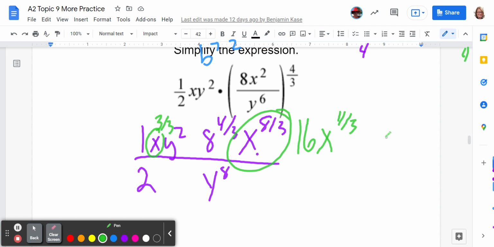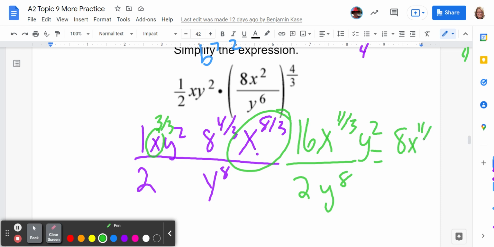And then my y's stay. And on the bottom, I have a 2, y to the 8th. Cleaning that up, 16 over 2 reduces to 8, x to the 11/3, and my y's are bigger on the bottom by 6.